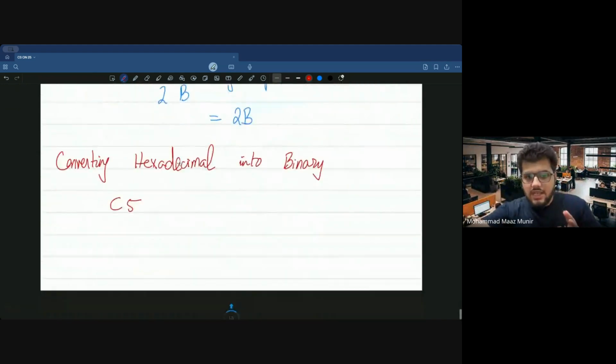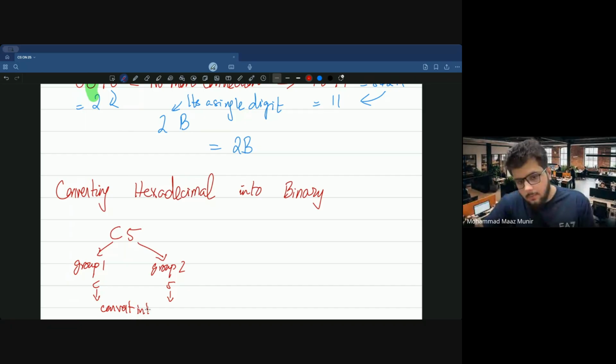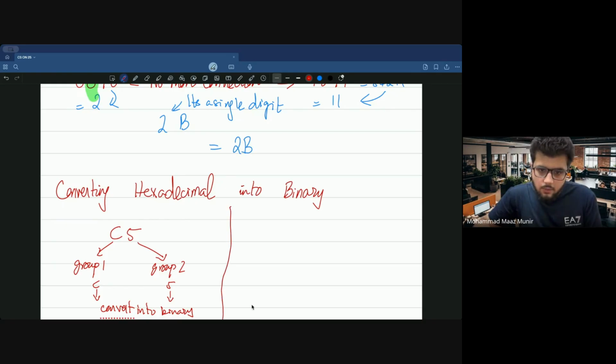Now the same thing is going to happen up here. We have C as a different group, group 1, and then we have 5 as another group, group 2. Now we need to convert C into binary, and then we also need to convert 5 into binary. Now, how am I going to convert each of them into binary? Let's do it up here. So we have a C, right? What's a C?